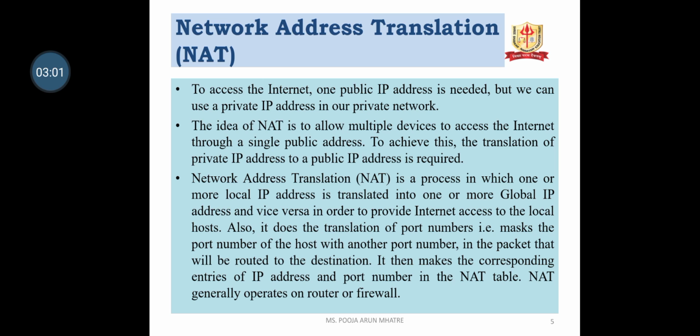Network address translation is a process in which one or more local IP addresses are translated into one or more global IP addresses and vice versa in order to provide internet access to the local host. It also does the translation of port numbers, that is, it masks the port number of a host with another port number in the packet that will be routed to the destination. It then makes the corresponding entries of IP address and port numbers in the NAT table. The NAT generally operates on a router or firewall.